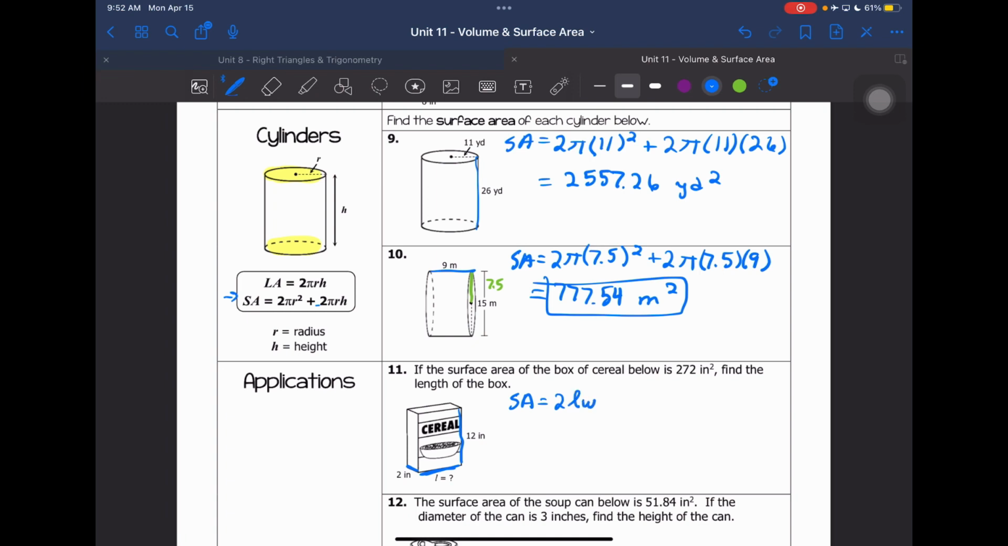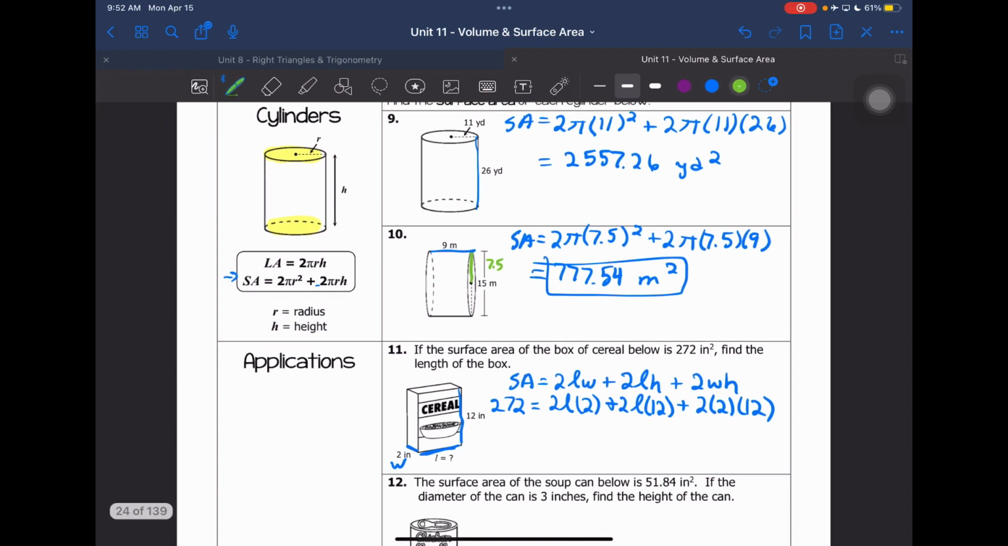It's 2 times length times width plus 2 times length times height plus 2 times width times height. So we can go ahead and plug in everything that we know. So since we know the surface area is 272, I can plug that in. 2 times, I don't know what the length is, so I'll just leave that, but the width would be 2. Plus 2 times length times the height, which is 12, plus 2 times width times height, which would be 2 and 12. So this now becomes sort of like an algebra problem.